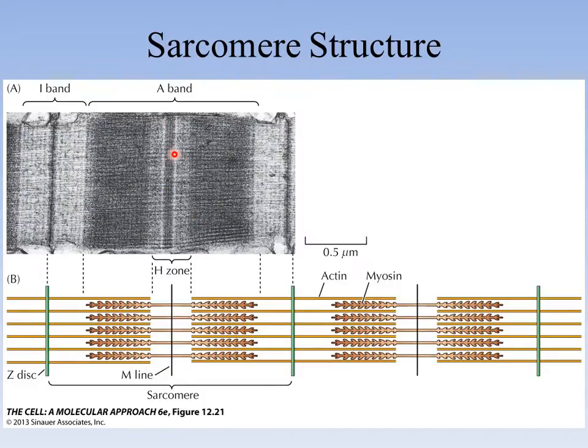It's a little bit lighter than the rest of the A band, which is darker, showing the overlap between the actin and myosin filaments. The other band is known as the I band, and the I band is basically the portion where we only have actin filaments present with no myosin. So the portion of actin that is not overlapping with myosin is going to form the I band.